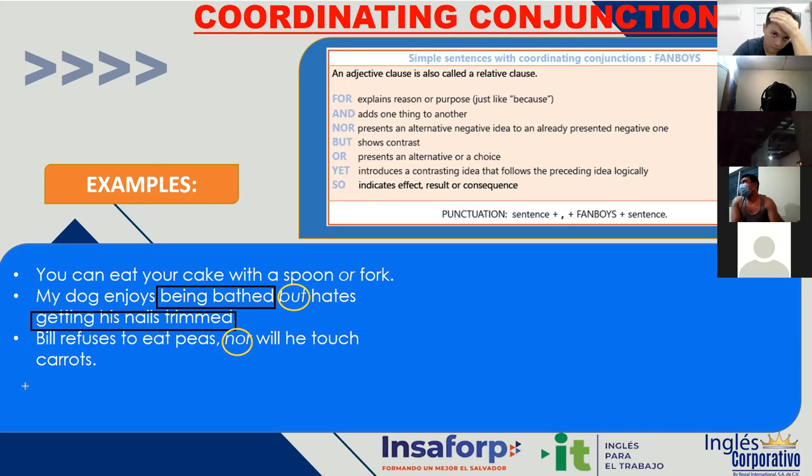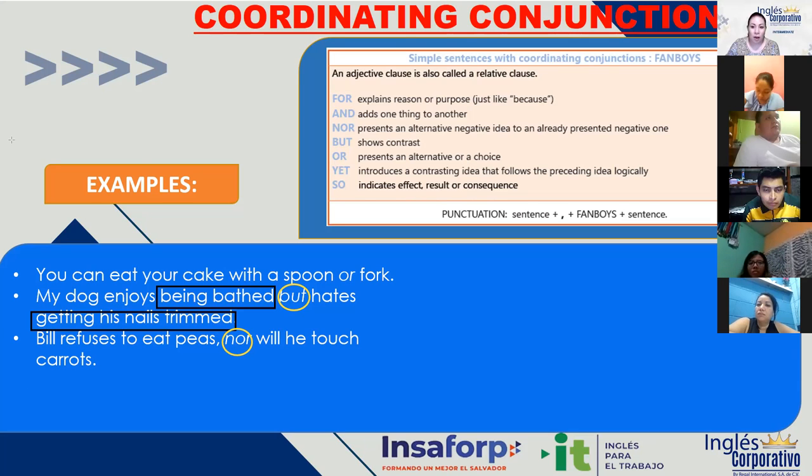So the negative ideas are refuse to eat peas, and touch carrots. Those two ideas. He doesn't do it. He doesn't eat peas. He refuses to eat peas and he doesn't touch carrots. Okay, they're both negative. All right, next.